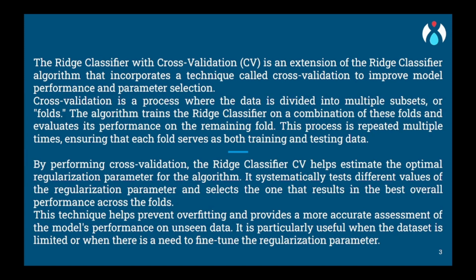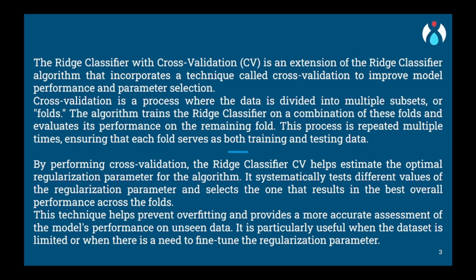Instead of manually choosing a single regularization parameter, Ridge Classifier CV automatically searches for the best one through cross validation. Cross validation involves splitting the available data into multiple subsets or folds. The algorithm trains and evaluates the Ridge Classifier on different combinations of these subsets to find the regularization parameter that performs the best on average across the folds.